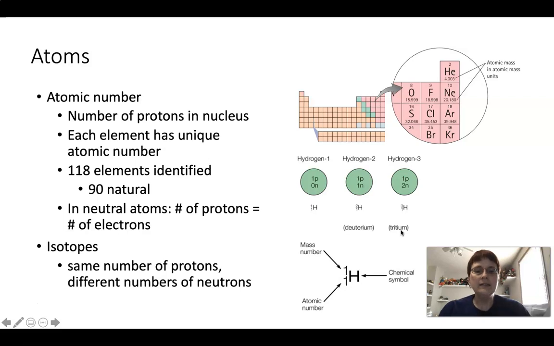And this doesn't really change much about their properties, it just changes the mass. And this actually affects things like how we might be able to use them, because it does change their properties a little bit, but not massively.